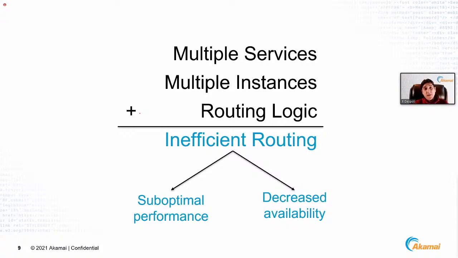50% of your European users might be getting routed to Mumbai, and 50% of your India users might be routed to the US. It's inefficient. While it works, you're leaving performance on the table. And similarly, when there's a failure, if you don't have efficient routing, you're going to have decreased availability because you're not rerouting.